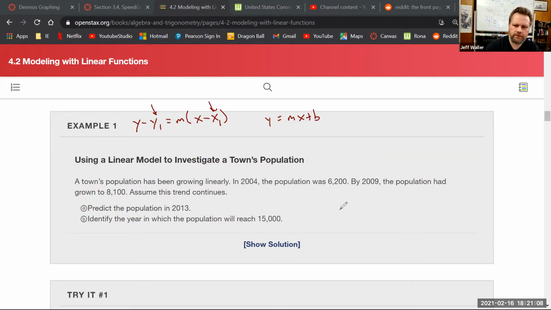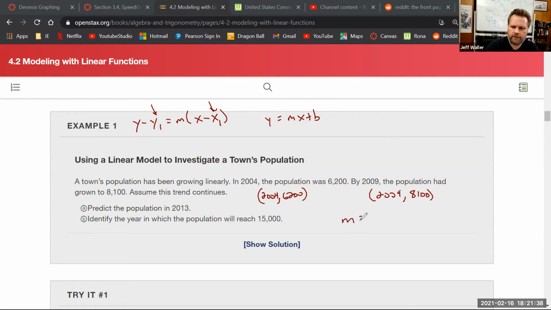So what points are you using? (2004, 6,200). All right. And then of course (2009, 8,100). Did anyone use different points? All right, so I'll do it this way and then I'll show you a better way.